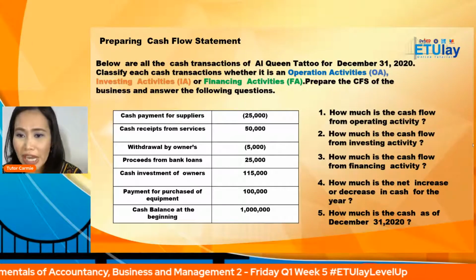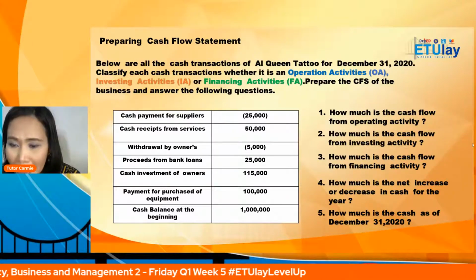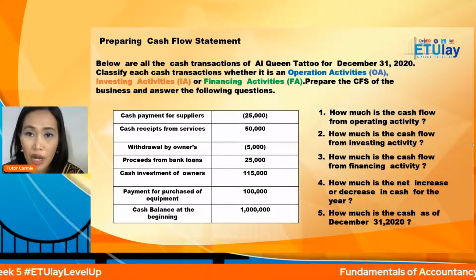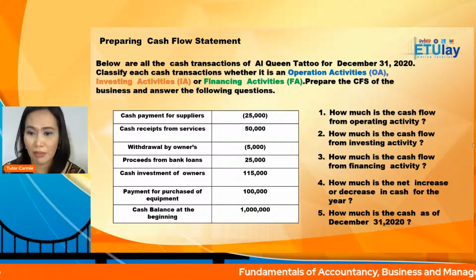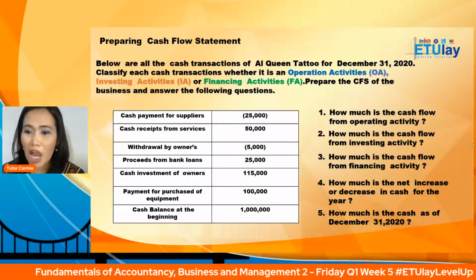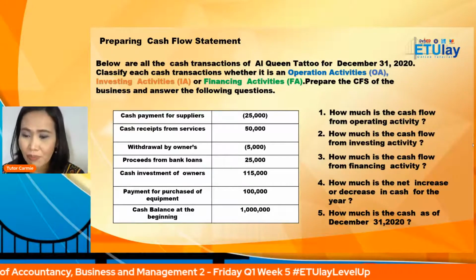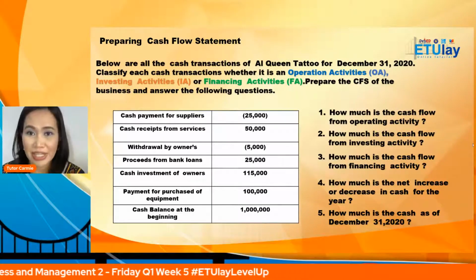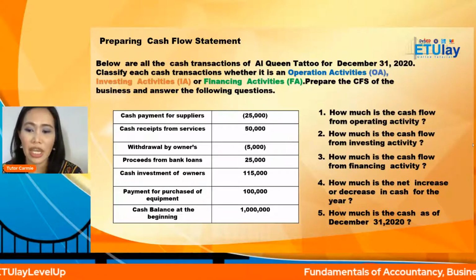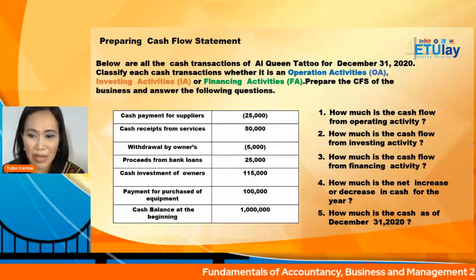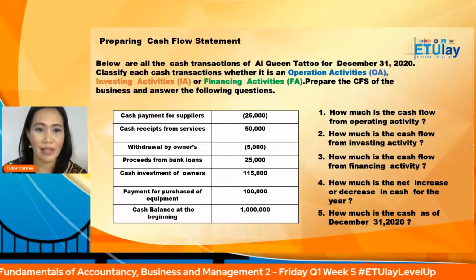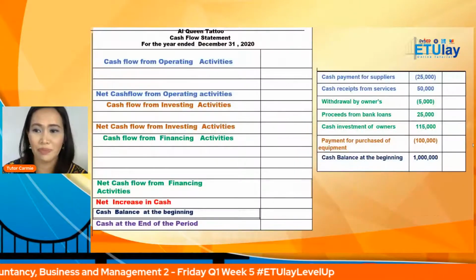Okay. So, meron po tayo ditong mga questions to be answered po after we have done our cash flow statement. So, how much is the cash flow from the operating activity? How much is the cash flow from investing activity? How much is the cash flow from financing activity? How much is the net increase or decrease in cash for the year? And how much is the cash as of December 31, 2020 of Alquin Tattoo Services? Ayan. Sige, let's answer po.